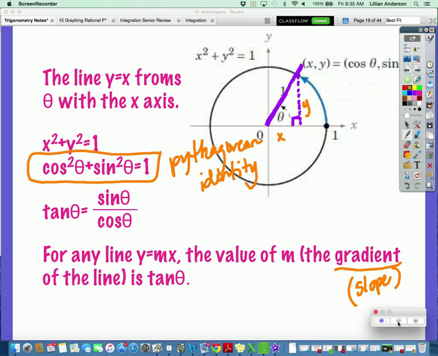You will need to know your Pythagorean identity. So that cosine squared theta plus sine squared theta equals 1. You're definitely going to need to know that. We might use it a little bit right now, but when we get to circular functions, which is after trigonometry, you will use that a lot, along with a few other identities.